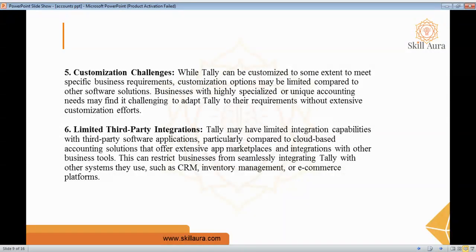So, these are the examples which help you to illustrate the limitations or disadvantages of Tally, and how they can impact the business in different ways.